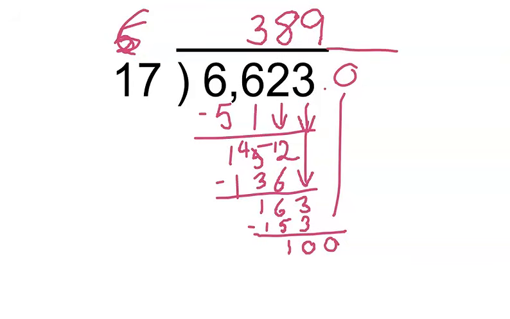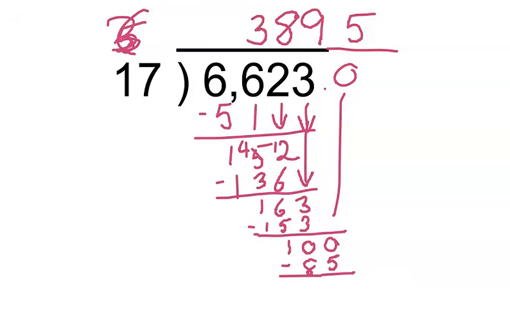All right, so how many times does 17 go into 100? Let's see. How about 5? Let's try 5 on that one. 7 times 5 is 35, so we have the 3, bring down the 5. 5 times 1 is 5, plus 3 is 8.